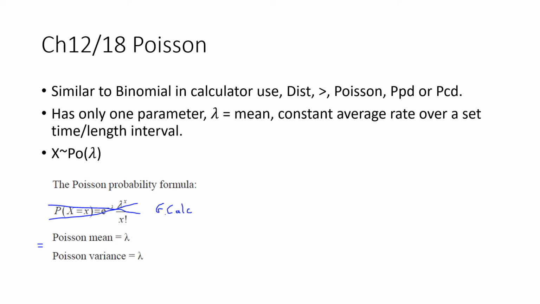What's beautiful is the mean is also equal to the variance. So lambda, being the mean, is also the variance. If it ever asks for standard deviation, you would square root your lambda.